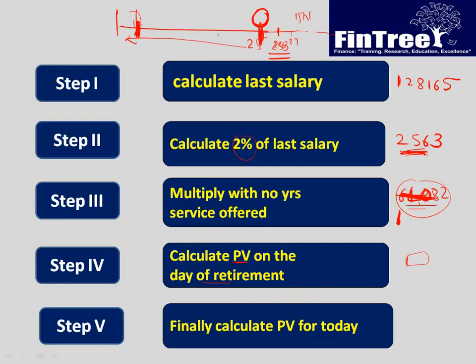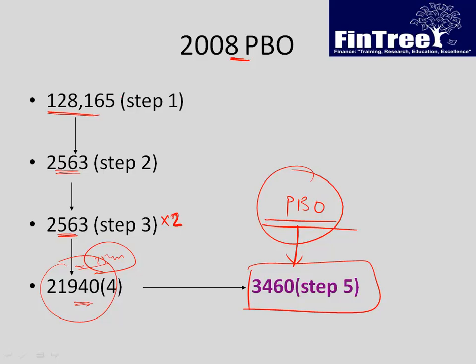It was 8%. No, 4% was used only to find out this. That's the compensation growth rate. After that, you will discount with 8%.